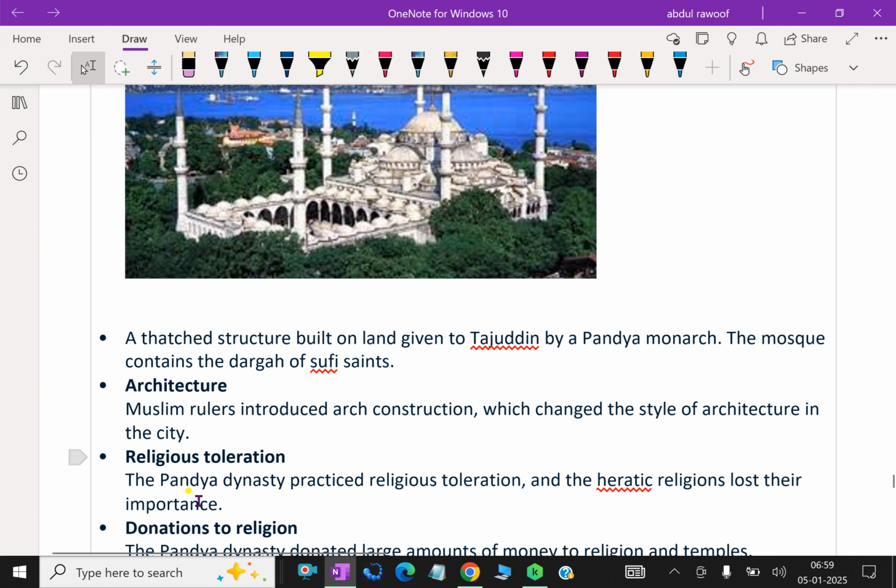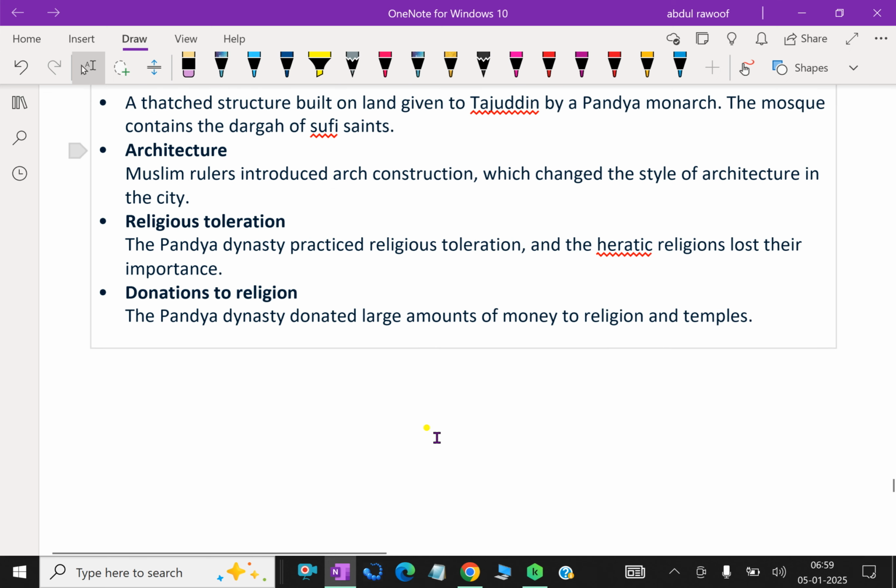Religious toleration. The Pandya dynasty practiced religious toleration, and the heretic religions lost their importance. Donation to religion. The Pandya dynasty donated large amounts of money to religion and temples.